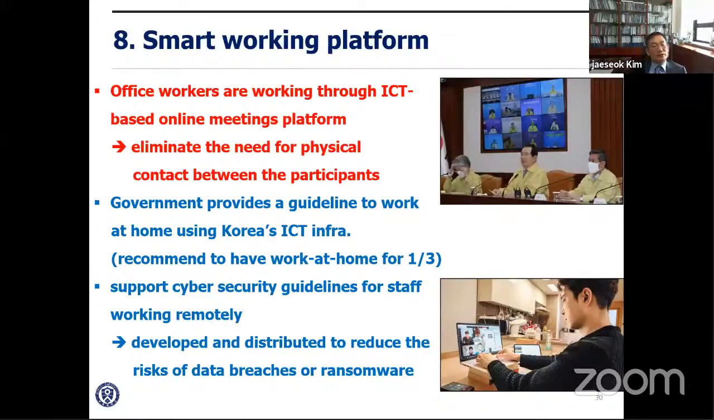The next one is the smart working platform. The office workers are working through ICT-based online meeting platforms. So this eliminates the need for physical contact between participants. So our government provides a guideline to work at home using Korea's ICT infrastructure. They recommend companies to have 1/3 of workers work at home. We also support a cybersecurity guideline for staff working remotely.